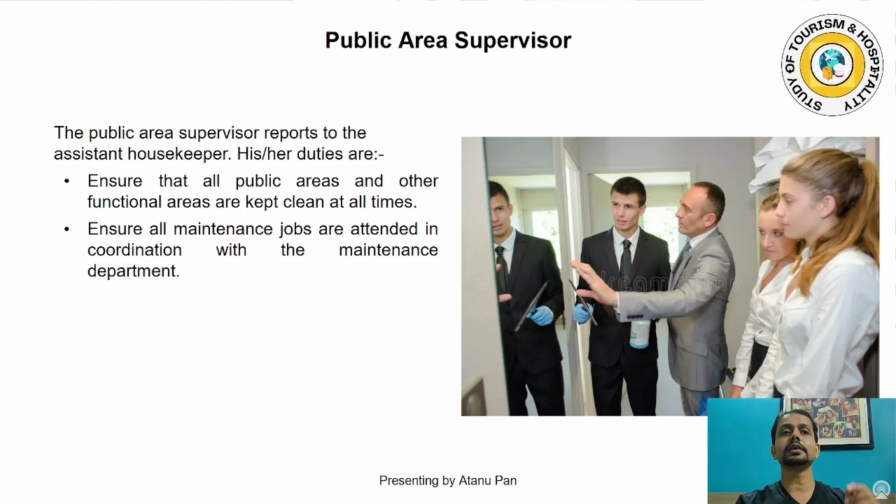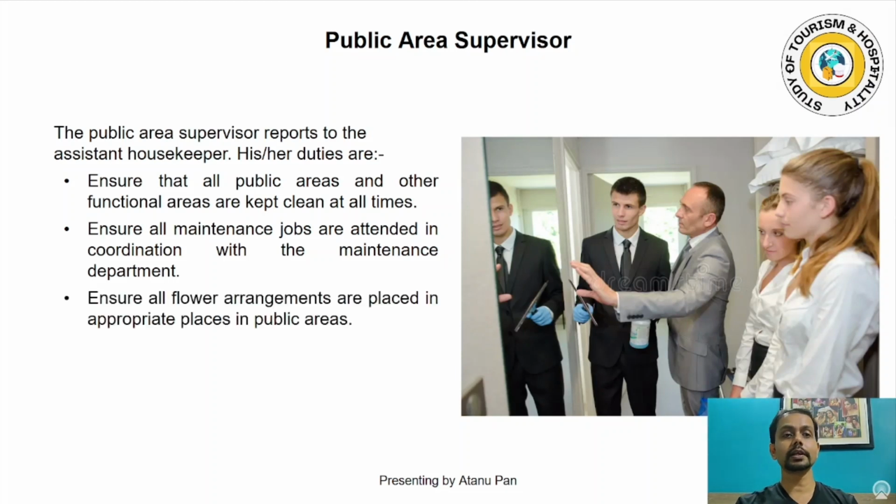So these types of things are actually taken care of by the public area supervisor, and the supervisor informs the maintenance department so that the task should be completed as soon as possible. Next, ensure all flower arrangements are placed in appropriate places in the public areas. Flower arrangement is not only kept inside the guest room. This is also required. Most of you might have seen the flower arrangement in the lobby area, in the entrance. Okay, so that is done by the florist. So whatever flower arrangement is required in the public areas is actually supervised by the public area supervisor.